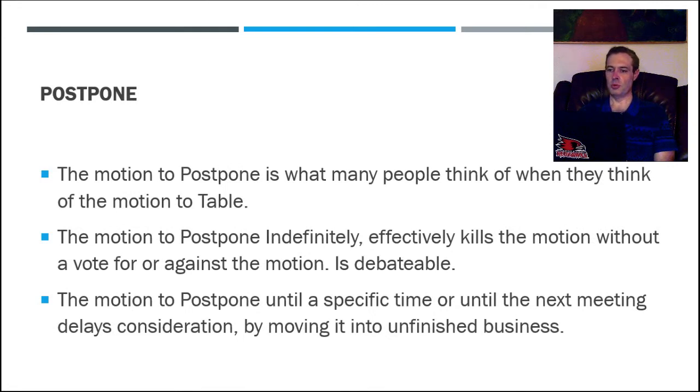We have the motion to postpone. This is really what most people are thinking of when they think of the motion to table. Postpone just lays it aside. The motion to postpone indefinitely effectively kills the motion without a vote for or against the motion. This motion is debatable. So someone may make a motion that we postpone this indefinitely. They really don't want to consider the motion any longer, and so they bring this up.